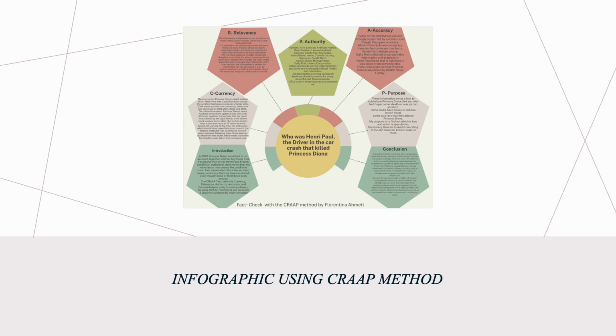For the second part of the case study, I created an infographic about the death of Princess Diana. I used the CRAAP method, which stands for currency, relevance, authority, accuracy, and purpose. This method helped me separate conspiracy theories from facts. I also included only strong evidence. For example, for authority, I used only information from credible sources. And as you can see from the slide, this is the infographic I created using the CRAAP method about Princess Diana's death.